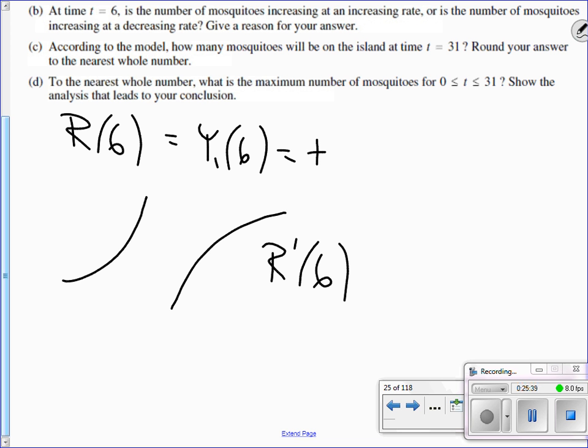And the way you do it, you don't ever do anything by hand on these. You do nDeriv, math 8. Yeah, it's a calculator problem. Hopefully you've stored R of t in y1. So you put in y1, comma x, comma 6 to see if you get a positive or a negative value.